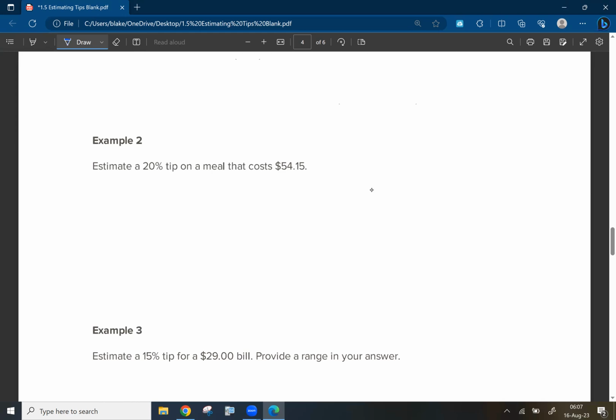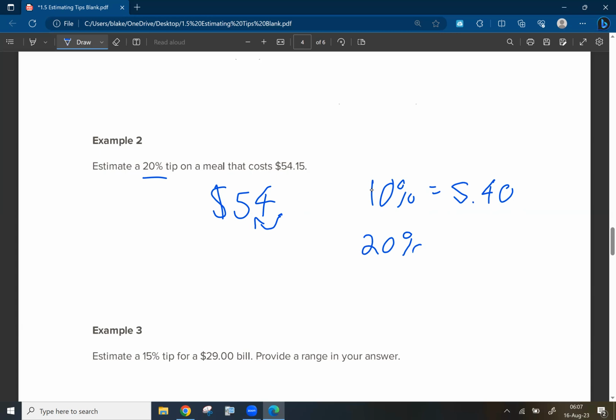All right, a couple more examples. So if we got 54.15, so we're going to, of course, round this to $54. We're going to look for a 20% tip, so let's start with 10%. 10% again, moving the decimal place over is going to be $5.40. 20% is simply going to be doubling $5.40, which would make it $10.80. So there's your estimated tip amount.